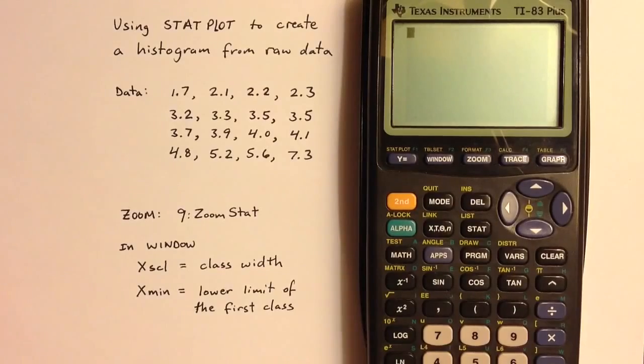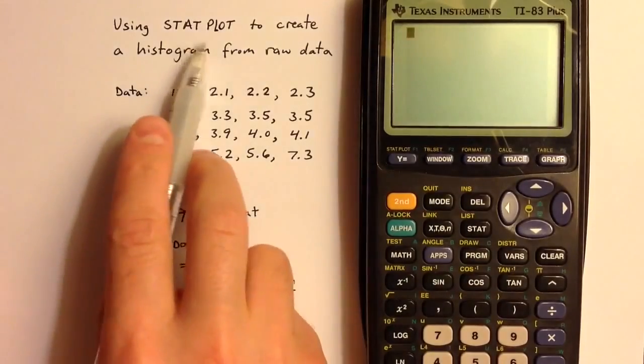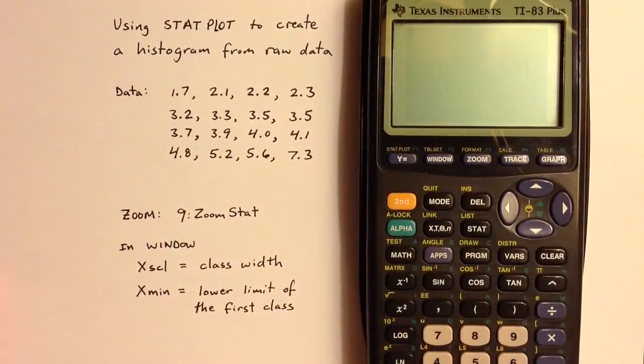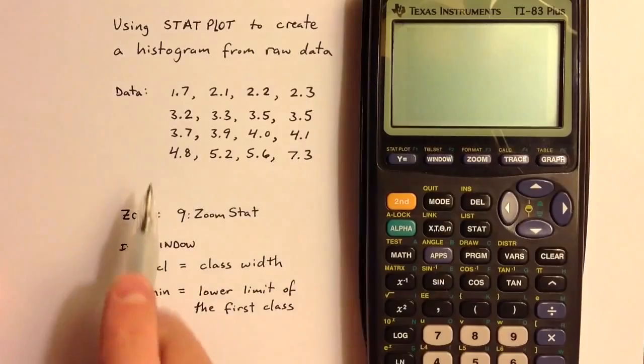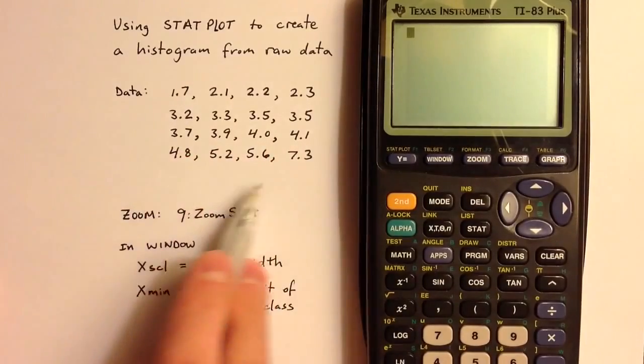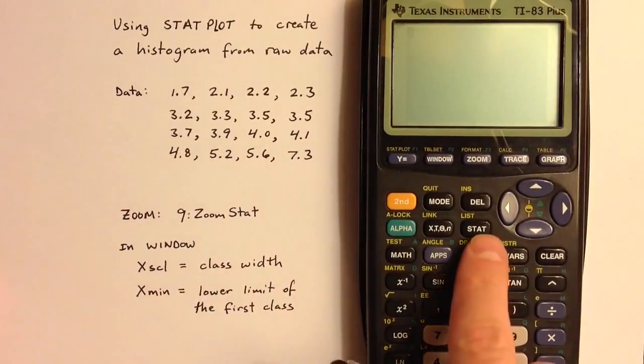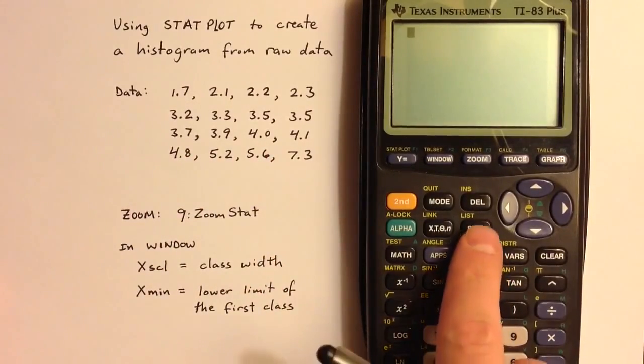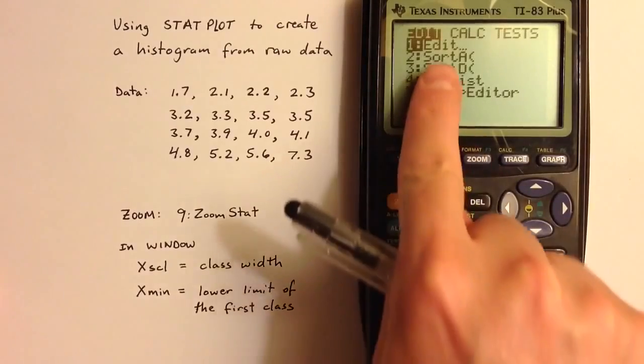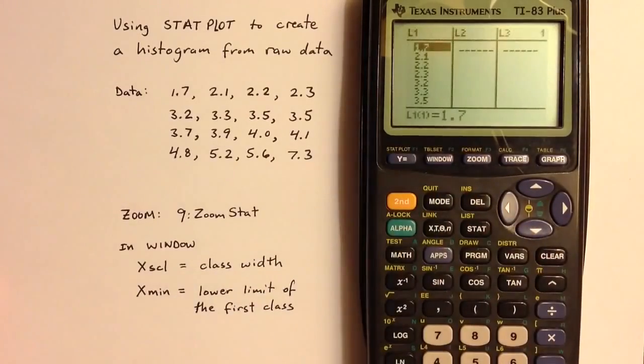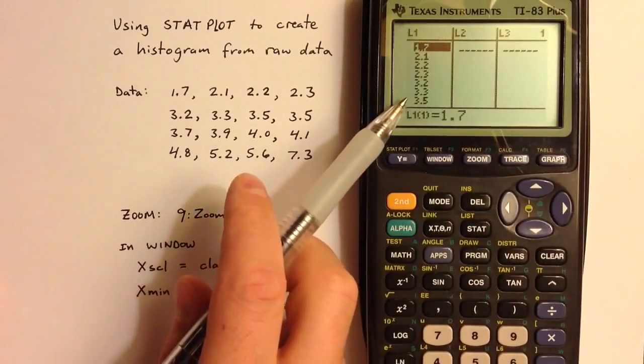Let's take a look at how we can create a histogram from raw data using StatPlot on a TI-83 or TI-84 graphing calculator. I'm going to use the data in the table here, and to enter that into the calculator you can go to the Stat menu and choose Edit, and we can see there that I already put that data into list 1.